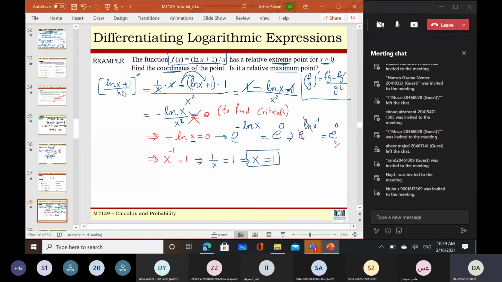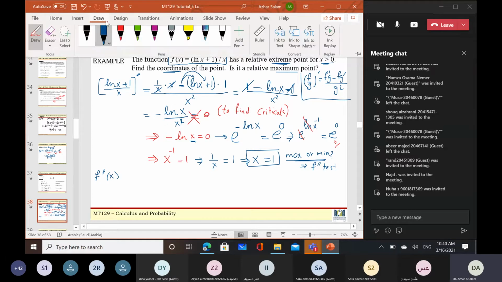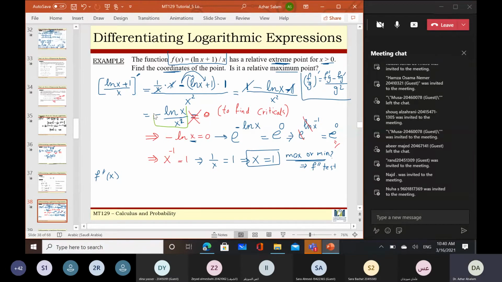This is the result I got when I set the derivative equal to zero. I found the critical point, so I now have to determine whether it's a maximum or minimum. How to find whether it's maximum or minimum? I will use the second derivative test. So I have to find f dash of x. I will return to this f dash and differentiate it to find f double dash.